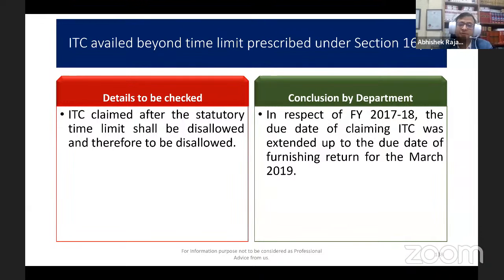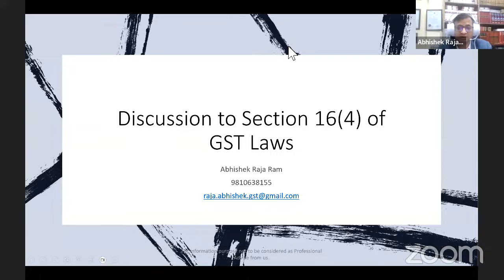Now, ITC availed beyond the time limit of 16(4). The last issue, which is most problematic before everyone, is how to handle these cases. Extremely difficult to handle cases on this. And this would be the last discussion for today. Then we will take care of question answers.